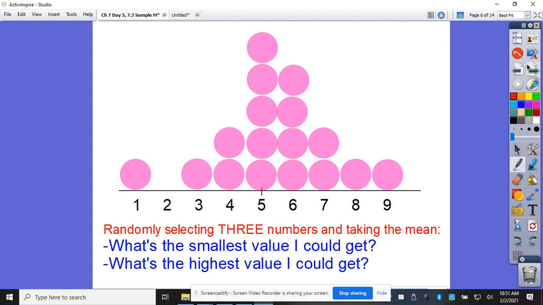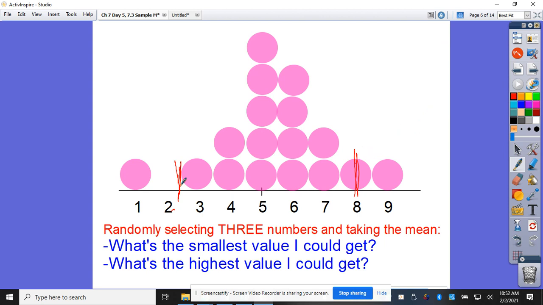What is the lowest mean I could possibly have? What are the 3 lowest numbers I can have? 1, 3, and 4. So what do I do with those? So it ends up being about here. 8 divided by 3. So 8 over 3. What is the highest value I could possibly get? You should be able to look at that one and tell. 8, because my highest possible numbers are 7, 8, 9. What's the middle of 7, 8, 9? 8.